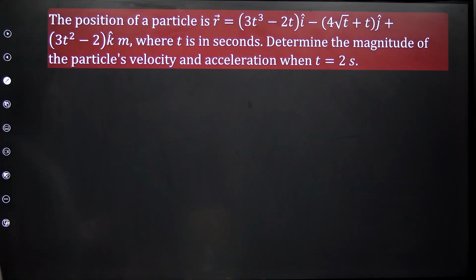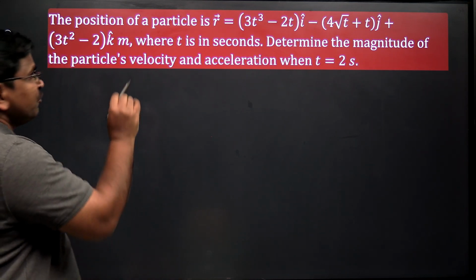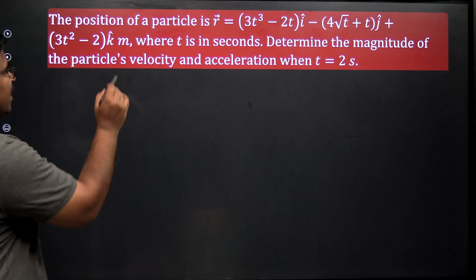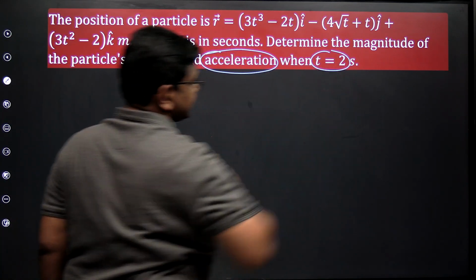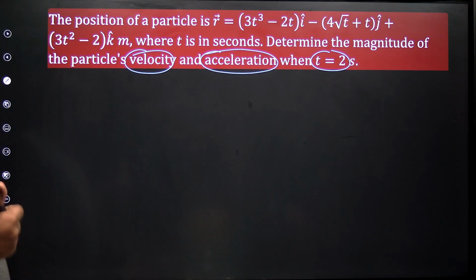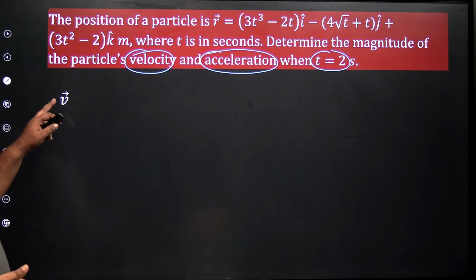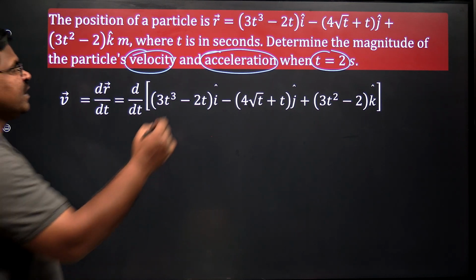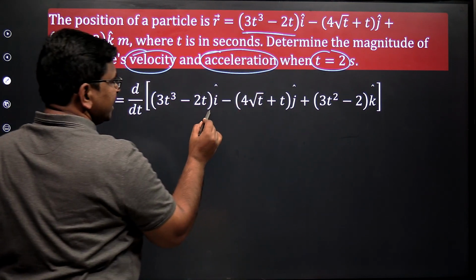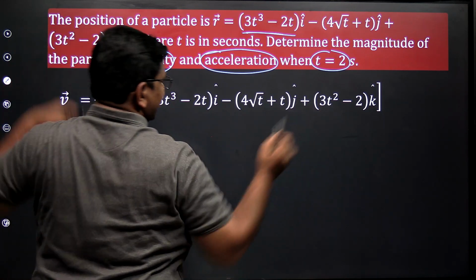Suppose your problem gives the position of a particle in terms of r as a function of time, and you need to find the magnitude of velocity and acceleration when time is 2 seconds. We know velocity from the position vector is simply the first derivative. So velocity is dr by dt, and d by dt of r, which is given here as (3t cube minus 2t) in the i direction, (4 root t plus t) in the j direction, (3t square minus 2) in the k direction.